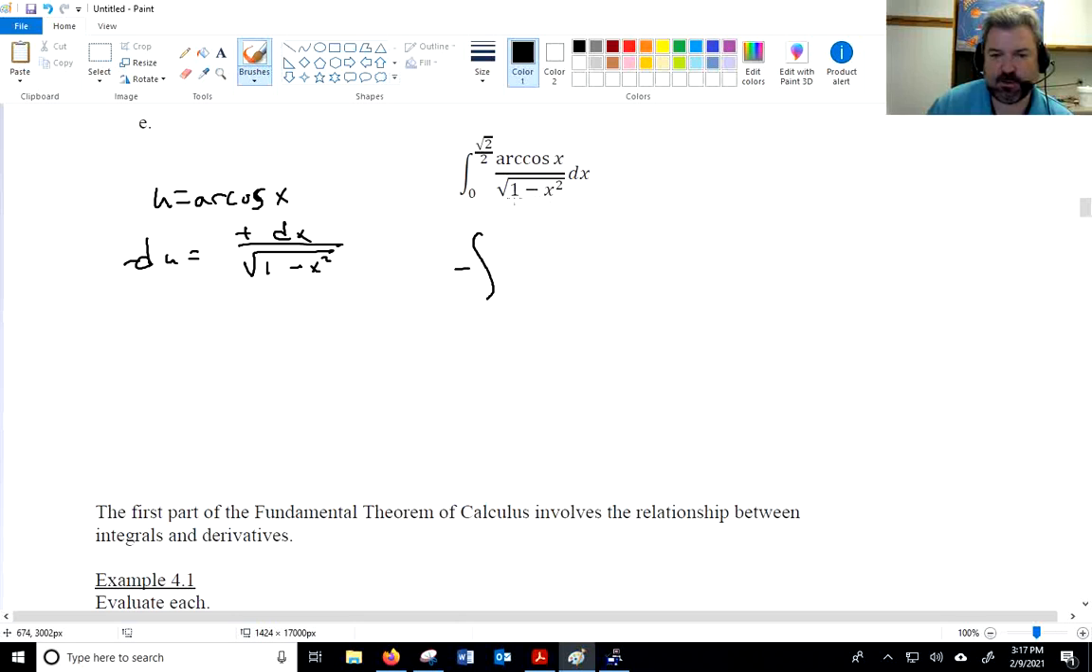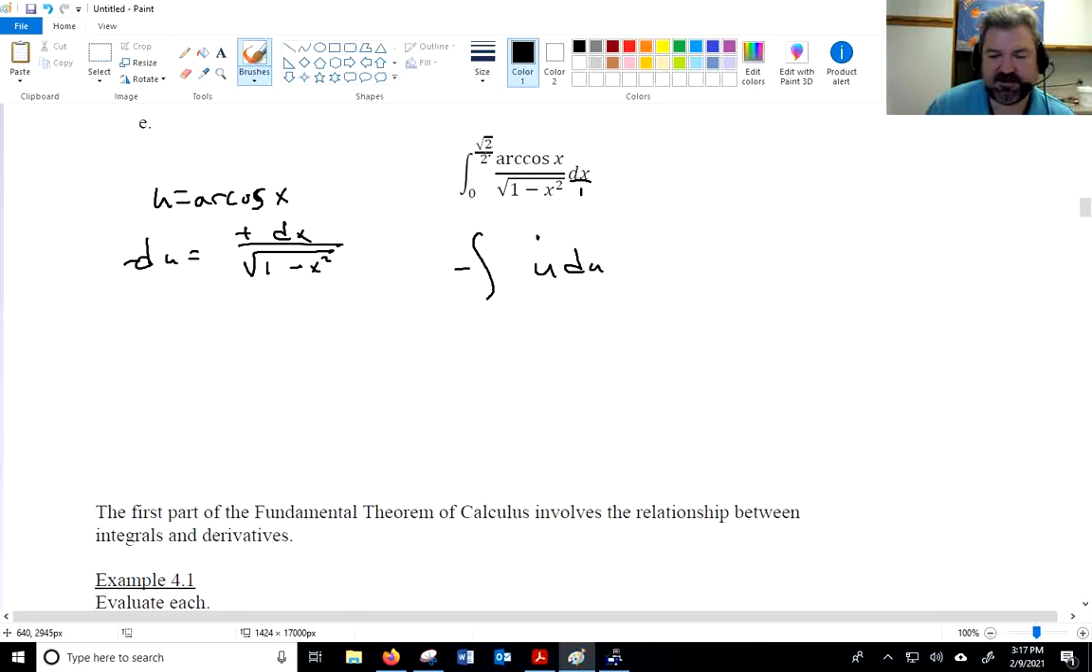The dx, this dx is on top, by the way. I could have written it up here or just to the side. It would still multiply the top. So dx over the square root of 1 minus x squared is negative du. So that takes care of my du. And arc cosine was u, so we'll just put a u there.